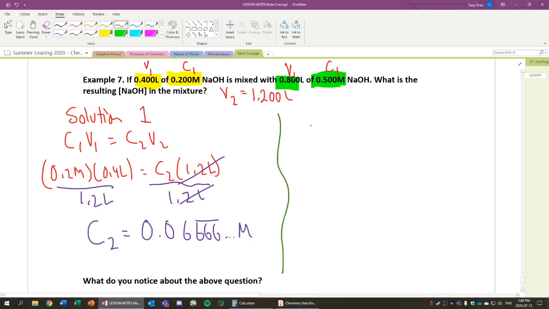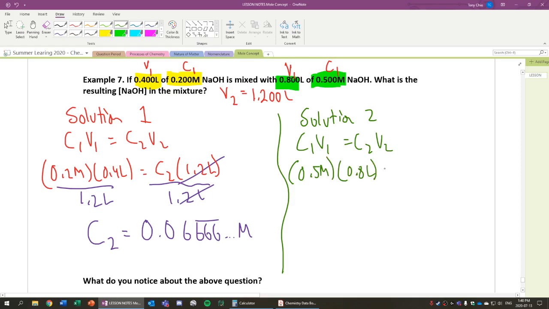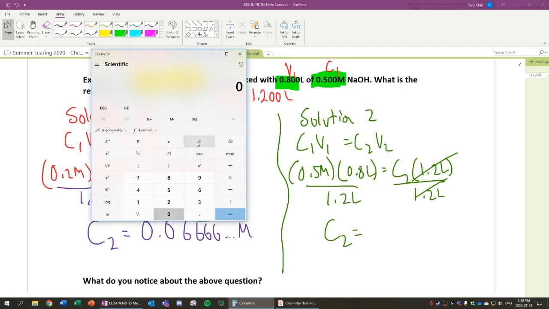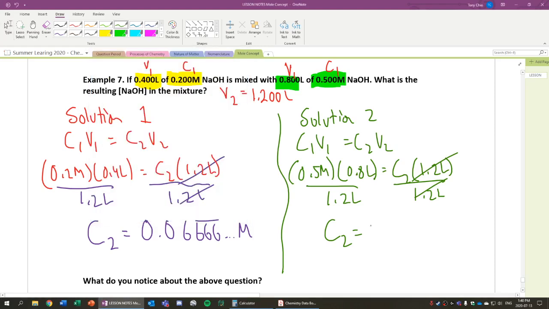Solution 2 is going to be the same calculation. C1V1 is equal to C2V2, but your initial concentration and volume will be different because it's going to be 0.5 molarity times 0.8 liters is equal to C2 times 1.2 liters. Divide both sides by 1.2 liters. You're going to cancel out. C2 on this side is going to be 0.5 times 0.8 divided by 1.2, and we're going to get 0.3 repeating.